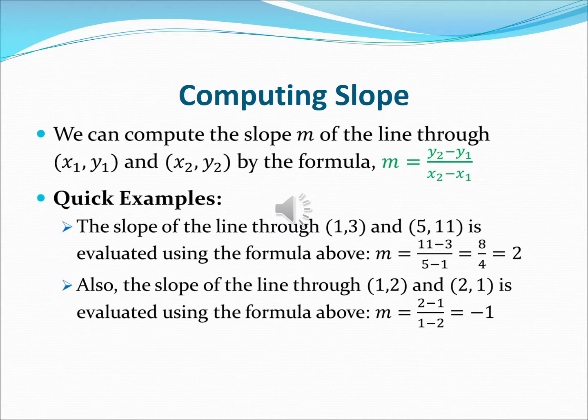Also, the slope of the line through (1, 2) and (2, 1) is evaluated using the formula above. m is equal to 2 minus 1 divided by 1 minus 2, which is equal to negative 1.